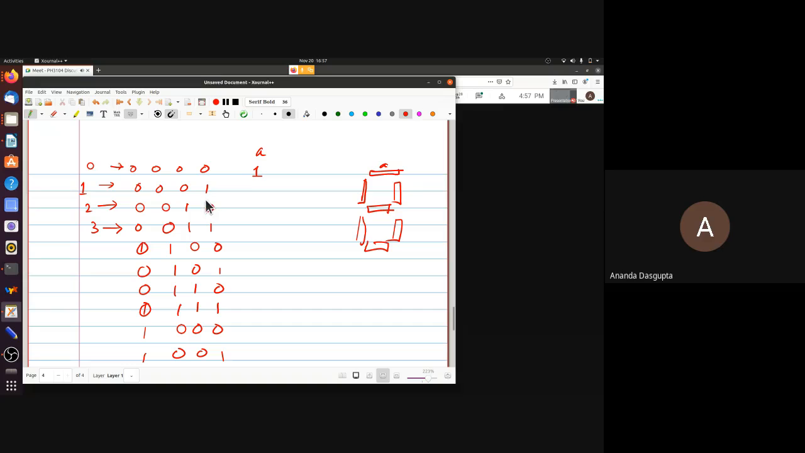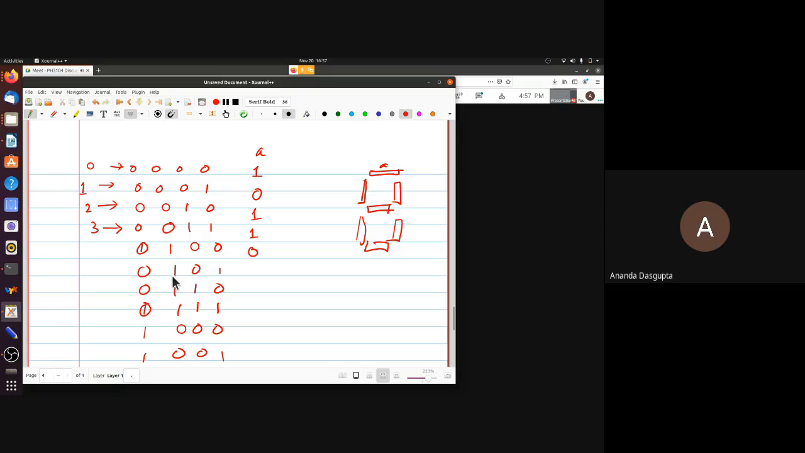This is the input 1. When the input is 1, A of course does not light up. 1 is these 2 segments, so this is going to be 0. When the input is 2, again A lights up, so this is going to be 1. Input is 3, lights up. Input 4, A doesn't light up.